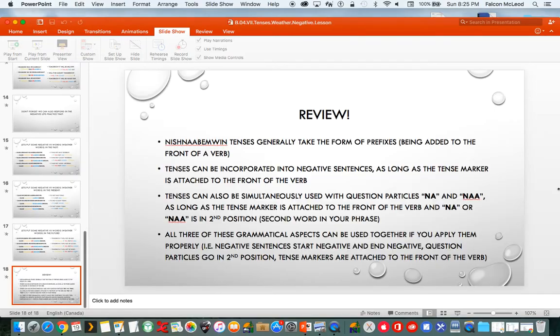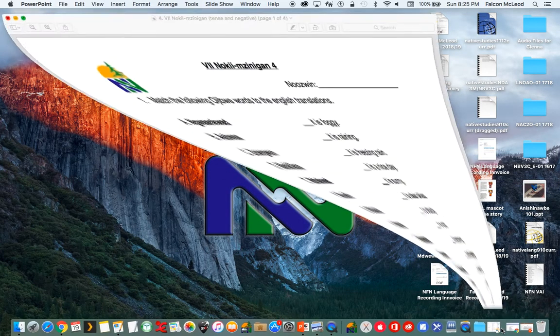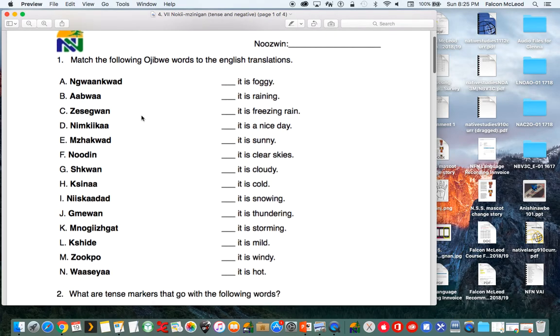All right. So that's the end of our PowerPoint. Moving on to the worksheet. So here we have a bunch of our weather words. You'll recognize hopefully 3 of them from the presentation. So match the following Ojibwe words to the English translations. So I understand that not everyone knows these words, but I have programmed them into the dictionary.